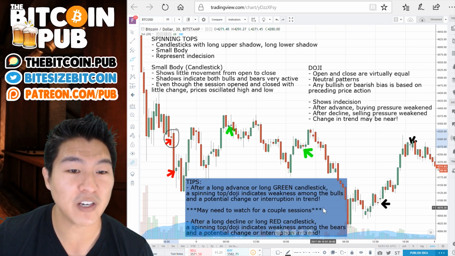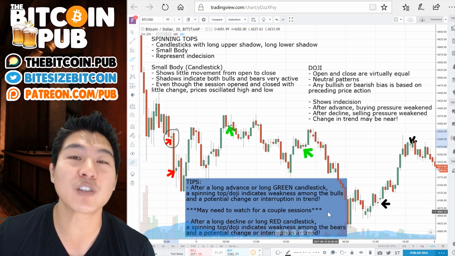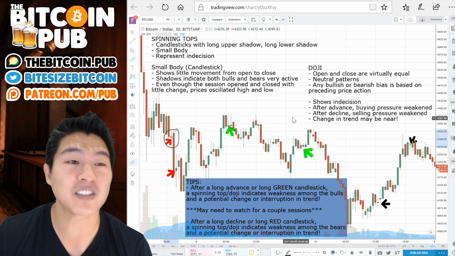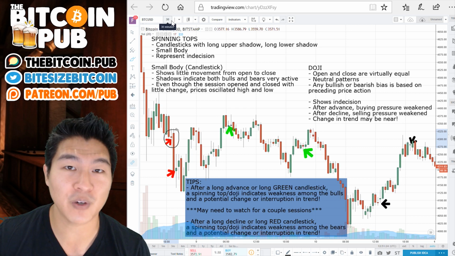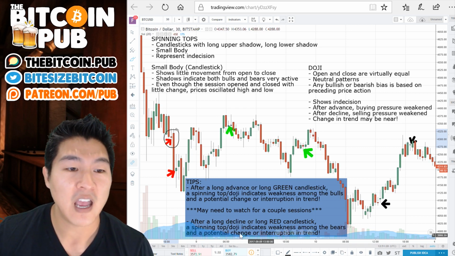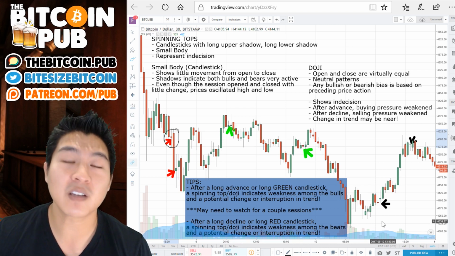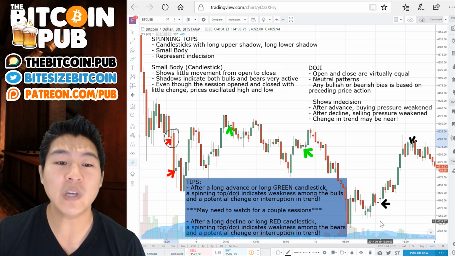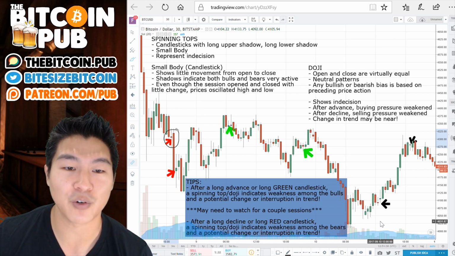I put some asterisks right here, and that's the key idea. If you see a spinning top or a doji, you might need to watch for a couple sessions. In this example, we are in the 30-minute session period length. Likewise, on the opposite side, after a long decline or a long red candlestick, a spinning top or a doji indicates weakness among the bears and a potential change or interruption in trend.